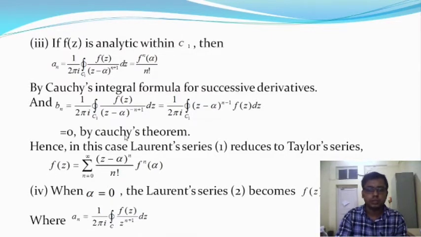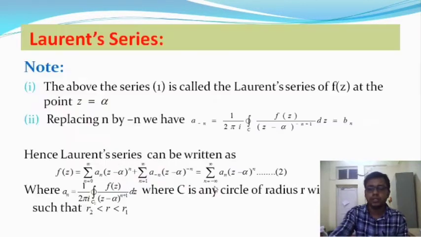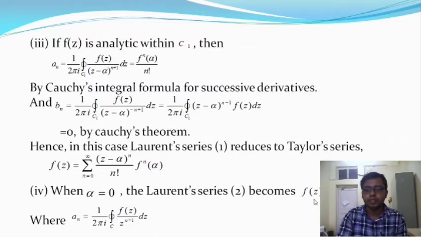So in this section I have discussed how to find the Taylor series from the Laurent series. Now when we put alpha equal to 0 in this Laurent series equation, we will get the series of the function f of z, that is f of z equal to the summation over n equal to 0 to infinity of aₙ into z to the power n, where aₙ is equal to 1 by 2 pi i closed integration over c of f of z by z to the power n plus 1 into dz.